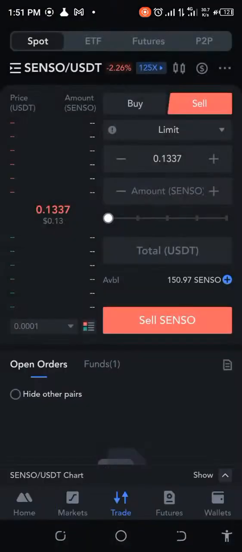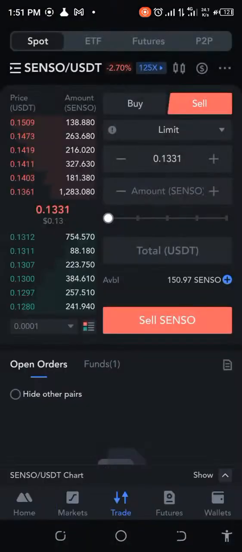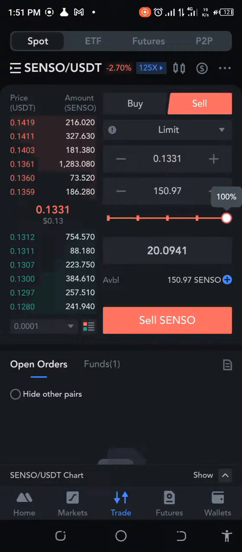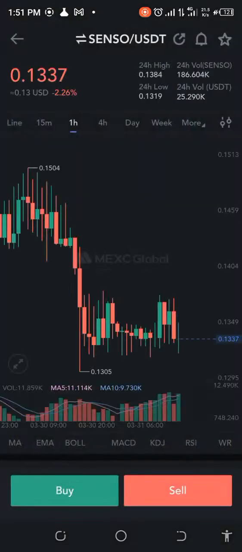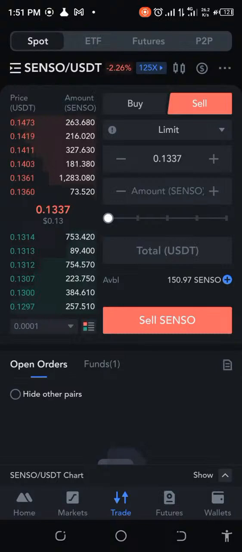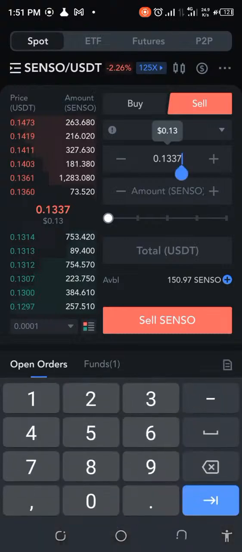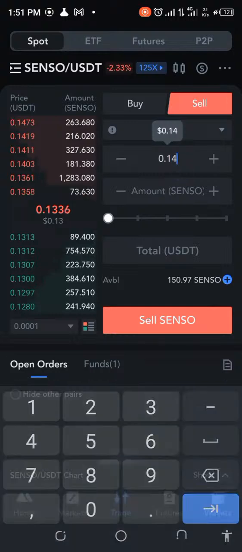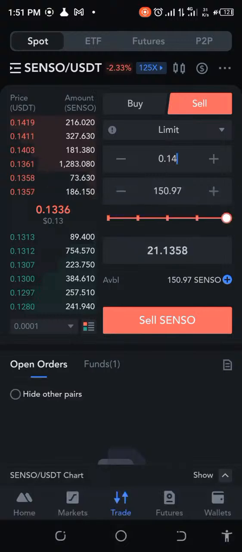Okay, so one or two things could happen. If I try to sell back to USDT, let's see. It's really gone low. What's going on here? Well, what I could do is to actually set a sell limit. So if I set a sell limit to maybe, let me see, if I set it to 14, what would that give me?